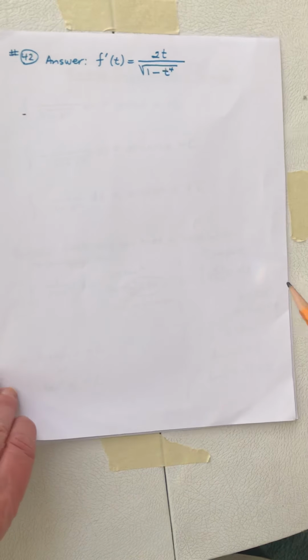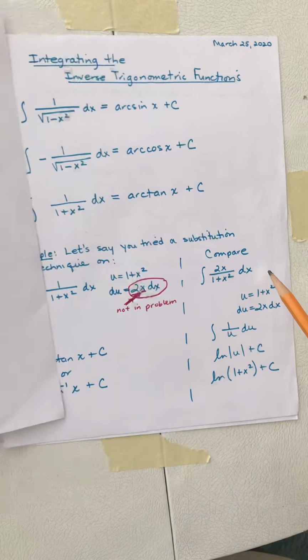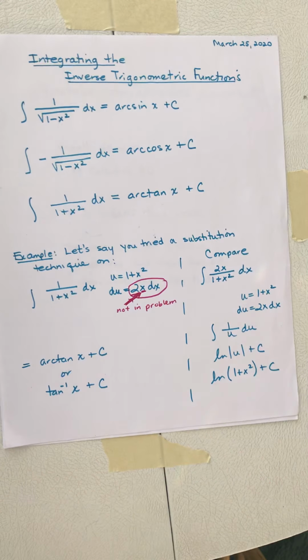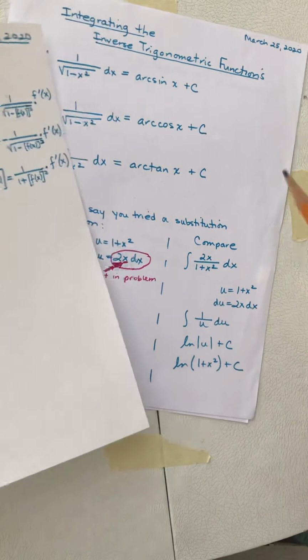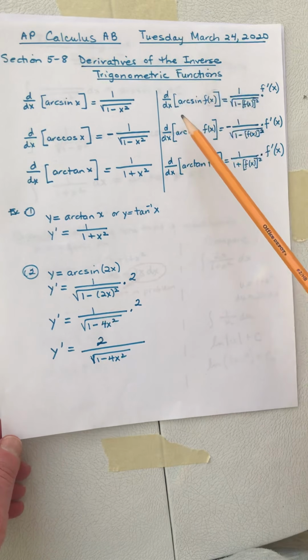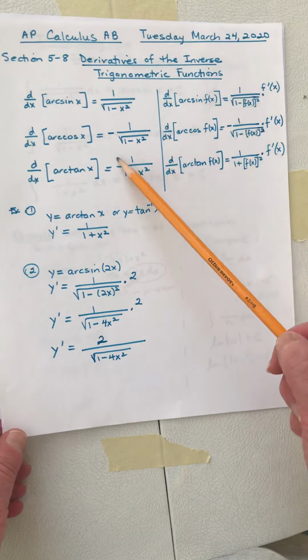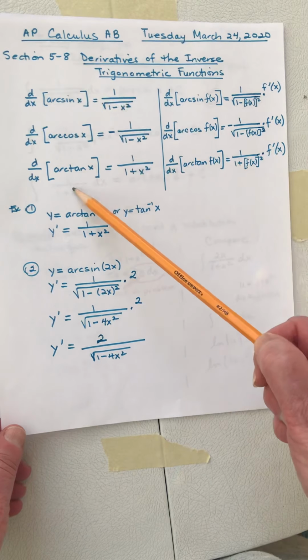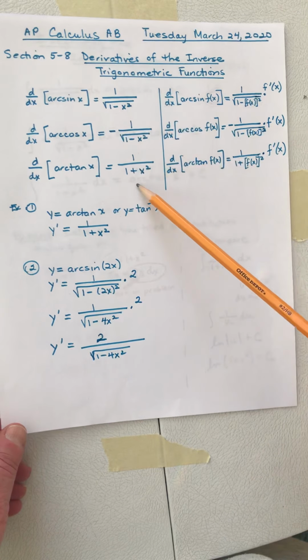All right, I don't have a long lesson. I just want to point out that if we have derivatives of the inverse trig functions, that means we can integrate them and get the inverse trig functions back if we integrate these derivatives.